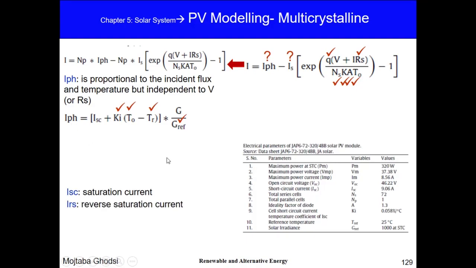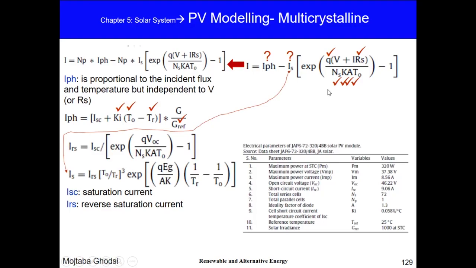Then by knowing this, we have IPH. ISC was the short circuit current, and now we are looking for IS. We found IPH, now we are looking for IS. IS can be calculated from this equation, which is equal to IRS. IRS is the reverse saturation current. We don't know this one. It is multiplied by this ratio of the temperature, times this bracket, which is the exponential function. All of them are known.